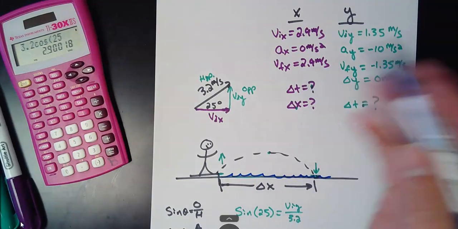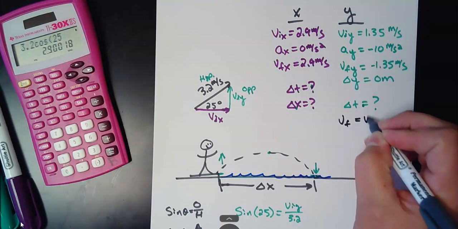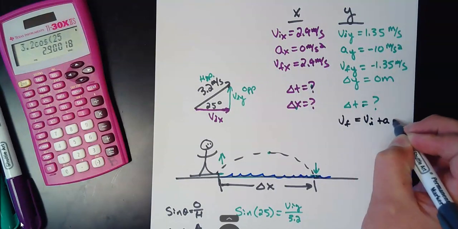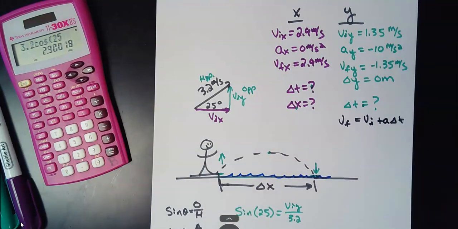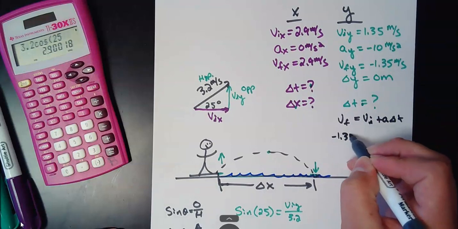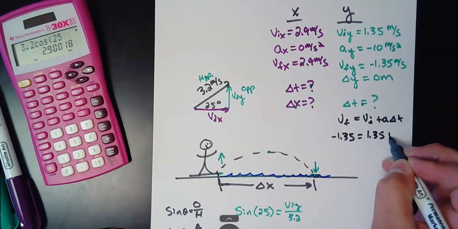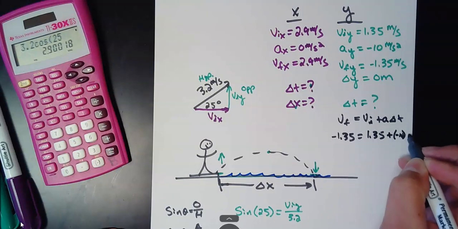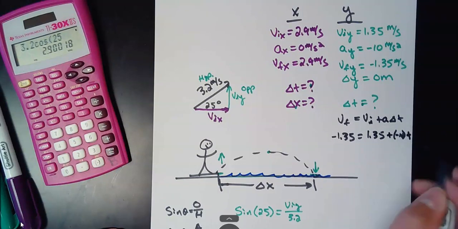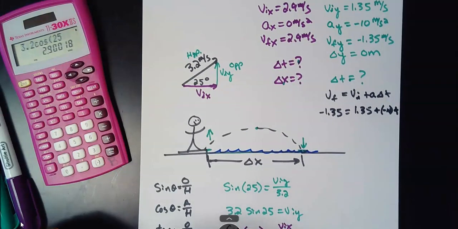I think the easiest way to use this is to say VVAT, or final velocity equals initial velocity plus acceleration times delta t. So our final velocity is negative 1.35. Our initial is positive 1.35. The acceleration is negative 10. And then we've got time written right there. I'm writing with a marker, so it's hard to see, but if you're listening, then you can hear everything.